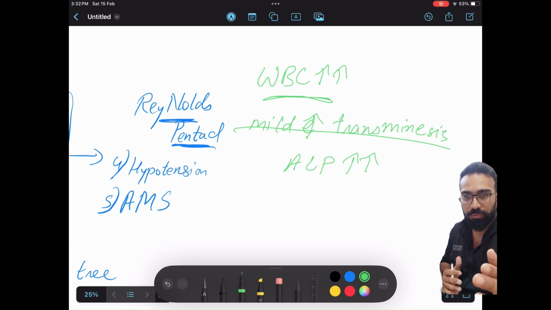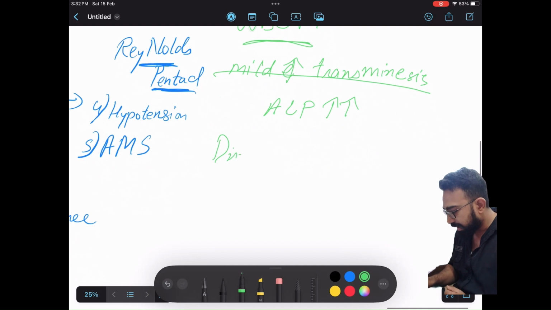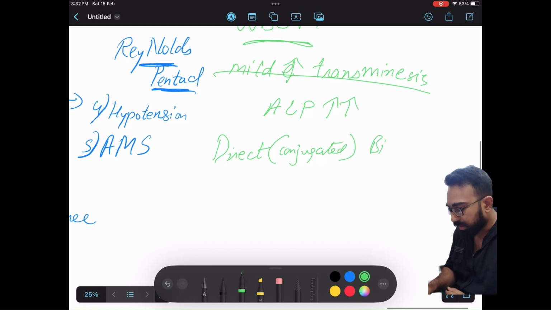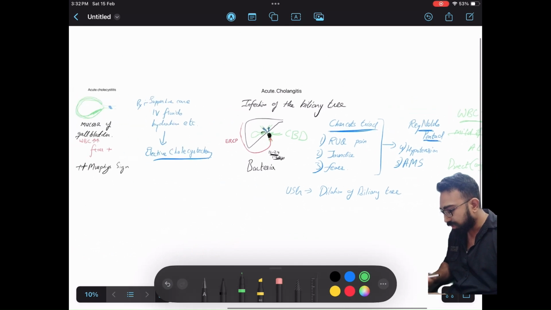And what kind of hyperbilirubinemia will be there? There will be a direct or conjugated increase in bilirubin also. So these are the laboratory values you will see in case of acute cholangitis.